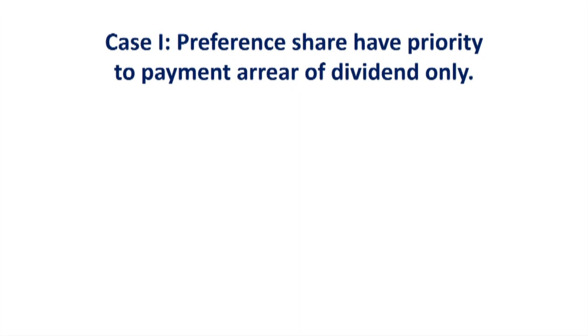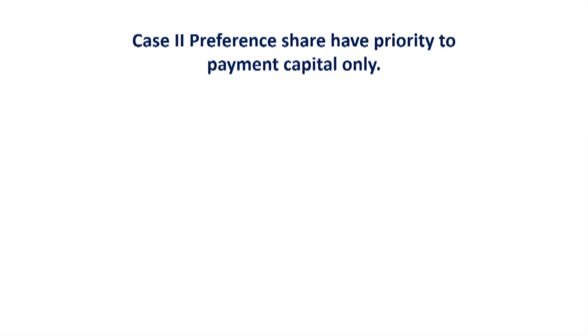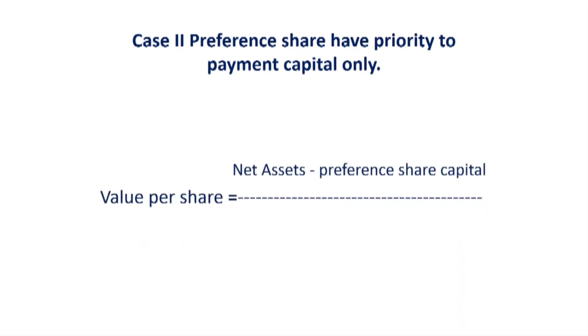In the first case, when preference share have priority to payment of arrear of dividend only, value per share is equal to net assets minus arrear of dividend upon number of total shares. In the second case, when preference share have priority to payment of capital only, value per share is equal to net assets minus preference share capital upon number of equity shares.